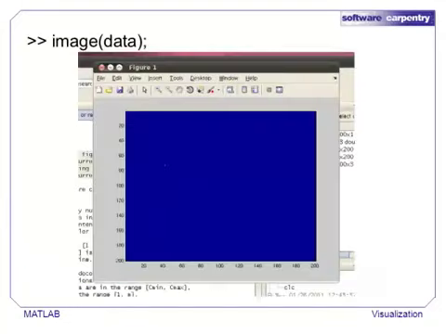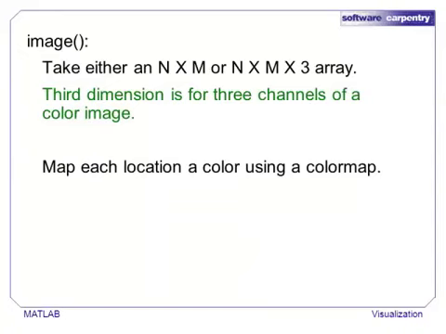The simplest way to create an image in MATLAB is to call image and pass it a matrix. Unfortunately, this matrix isn't very amenable to imaging. We see a few pixels that are not dark blue, and the rest is just the same color. To understand what happened, we need to take a closer look at the image function.